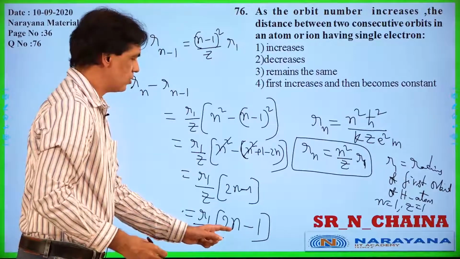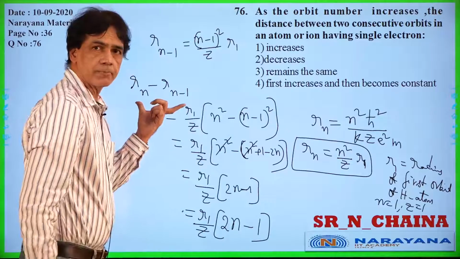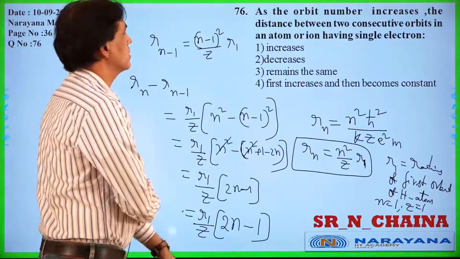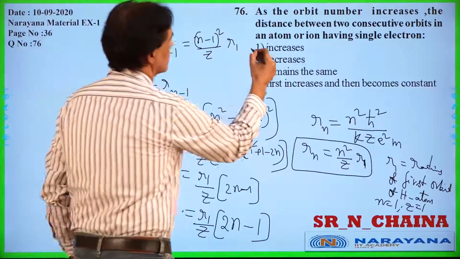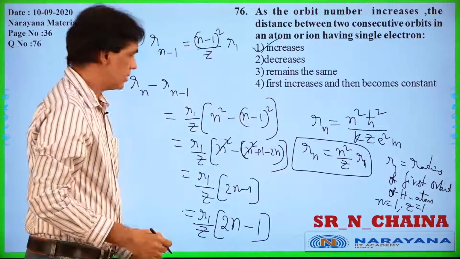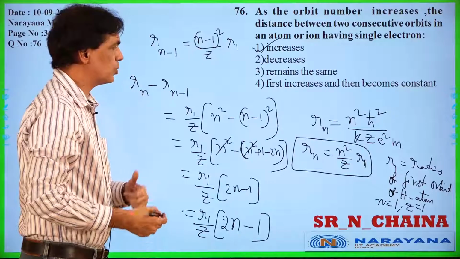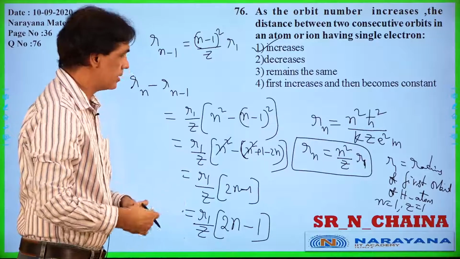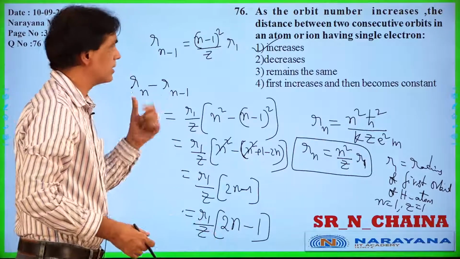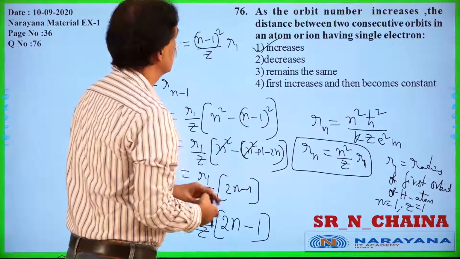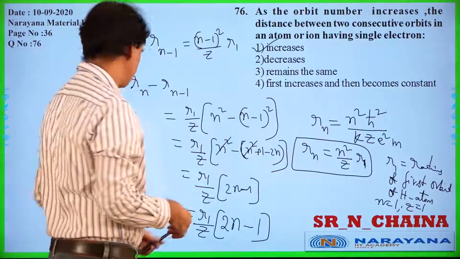So if n increases, what will happen? This gap is increasing. That means the distance between the consecutive orbits obviously increases. So the answer is this. Hope you understood. If n is increasing, this gap is increasing. The gap between two successive orbits increases. So our answer must be this. Increases is the correct answer. So let's see the next question.